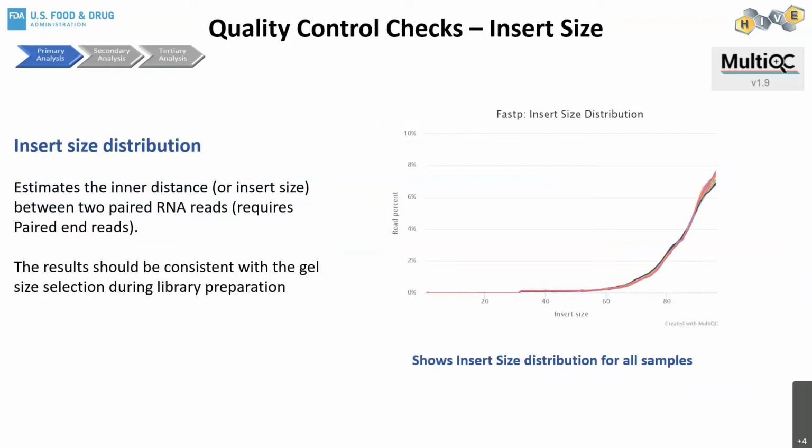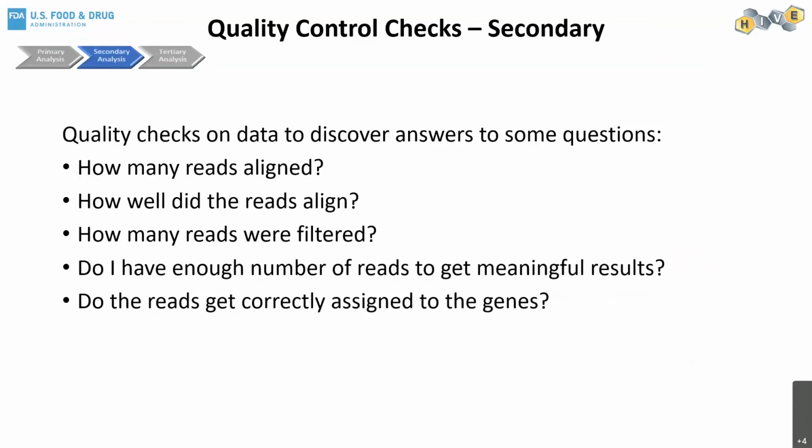Insert size distribution is another metric that we can look at. It estimates the inner distance between the two paired reads. You have the fragment, with the two reads coming from each side of the fragment, and there's a gap in between. This gap should match the gel size selection during the library preparation. If it doesn't, then again, raise some flags, because something could be not good.